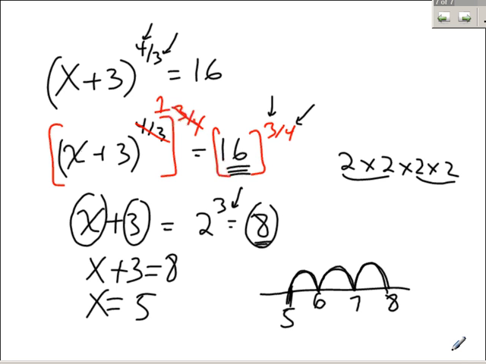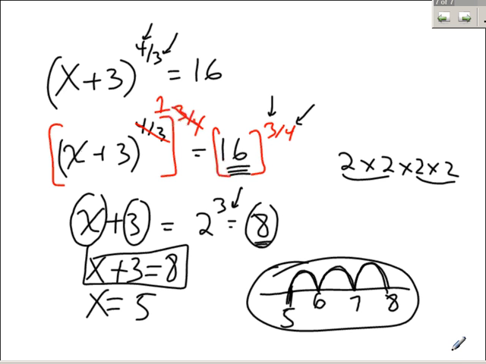Okay, if you can do that, I'm not suggesting that you should, but you should know how to do that. If you can do that, then you have a complete command of what that's asking. It's asking if you start at some number, which we call x, and you add 3, you get 8. Well, then just count back. 7, 6, 5. X is 5.